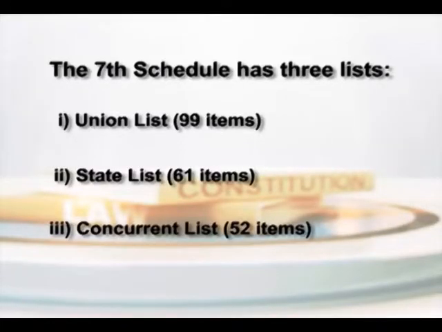Article 246. There are 3 lists. I have already said that. Union list containing 99 items, state list containing 61 items, and concurrent list containing 52 items. And this Article 246 stipulates regarding the subject matter of laws to be made by the Parliament and by the legislature of the state.